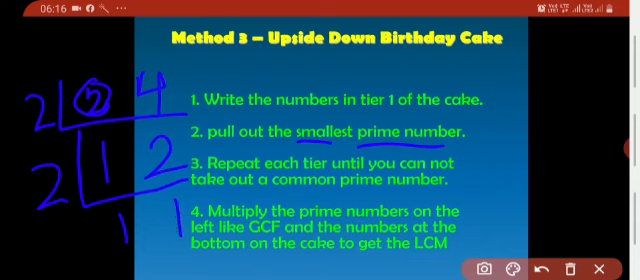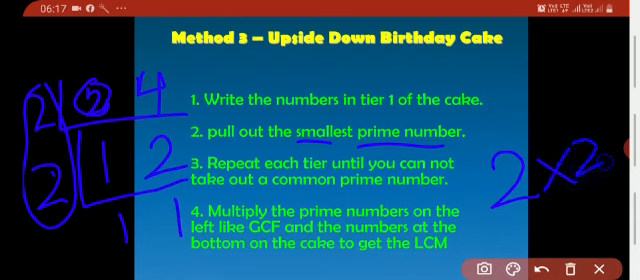Take out a common prime number. Multiply the prime numbers on the left side. This is the left side. You have to multiply these numbers and you will get the least common multiple of the given numbers.